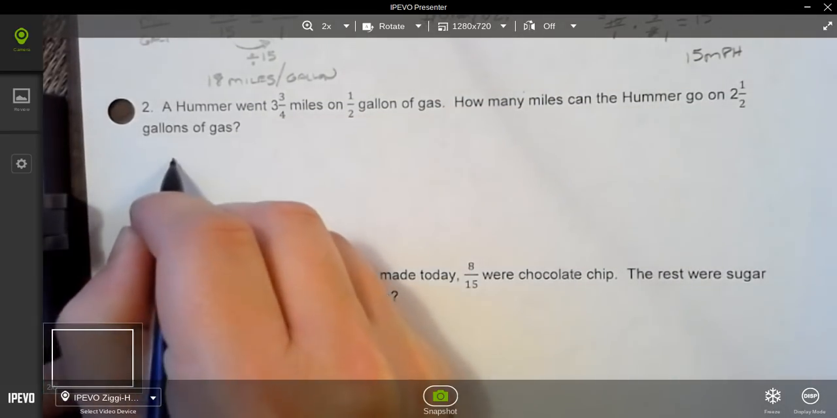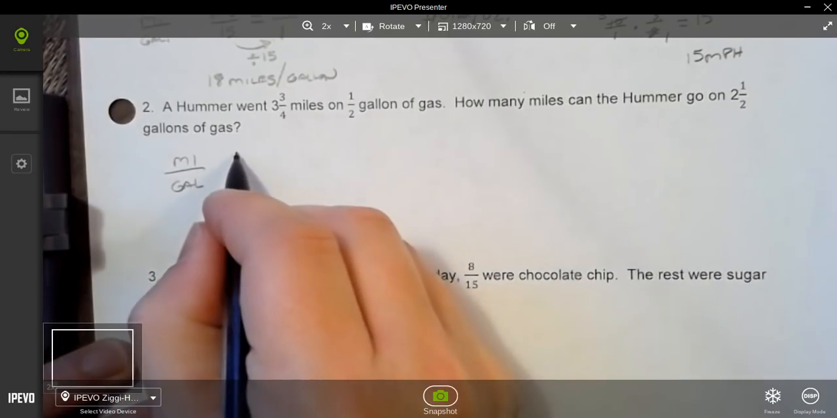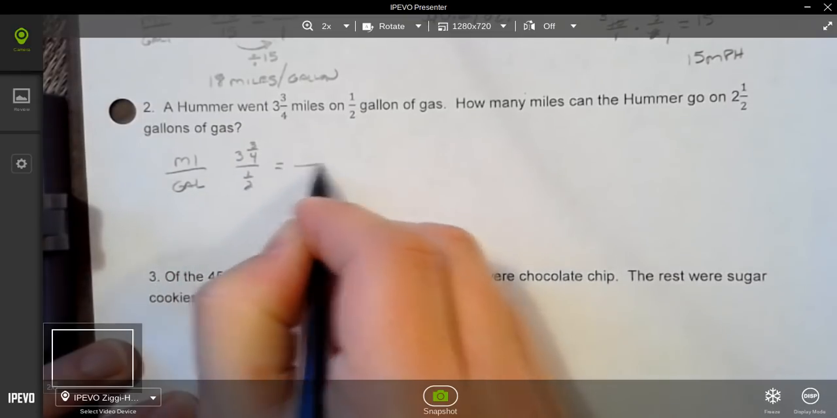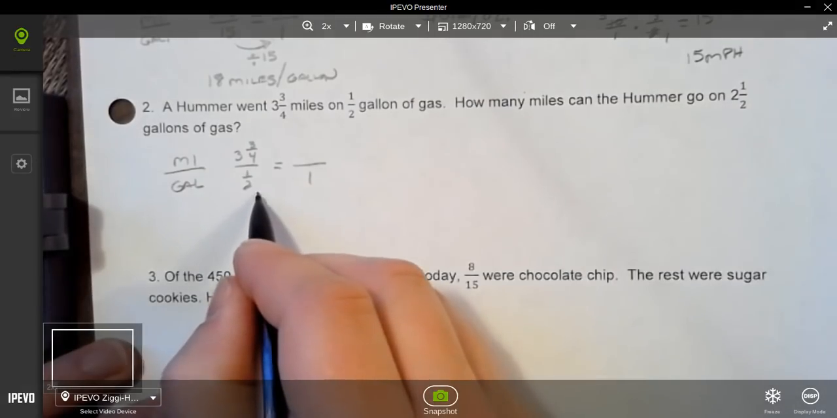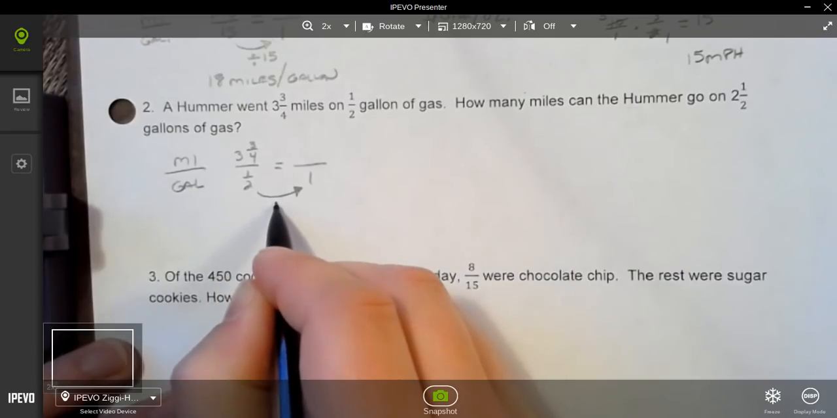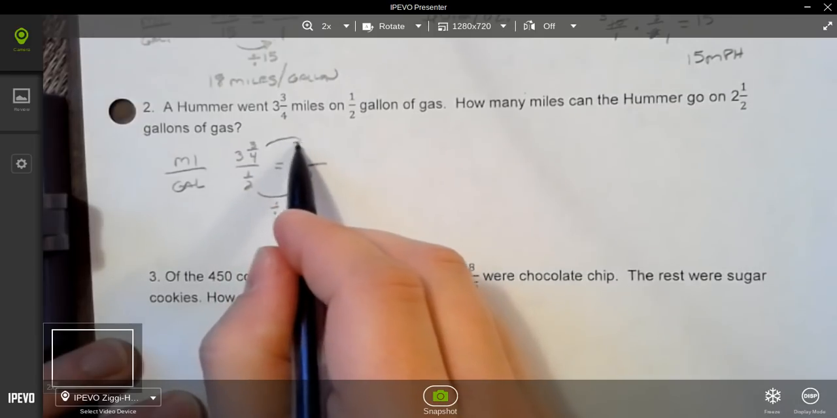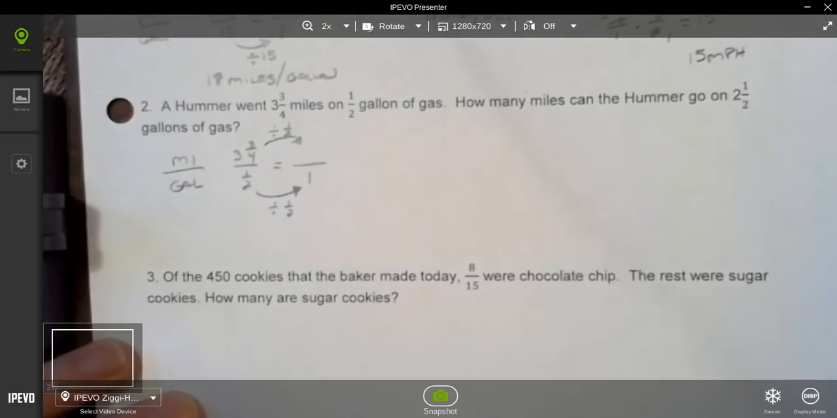I'm looking at miles to gallons, and I was told that we could go 3 3/4 miles with a half a gallon of gas. And I want to find the unit rate first, how far we would be able to go with 1 gallon of gas. And so here we're going to have to end up dividing by a half. So I'm going to do the same thing in my numerator here. I'm going to divide by a half, and I'll let you try and figure out what that's going to come out to be.